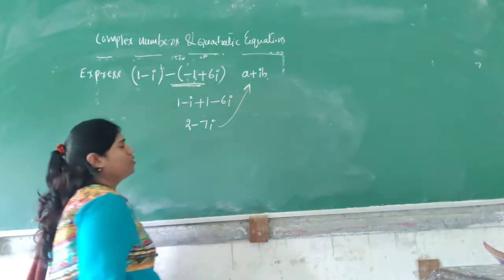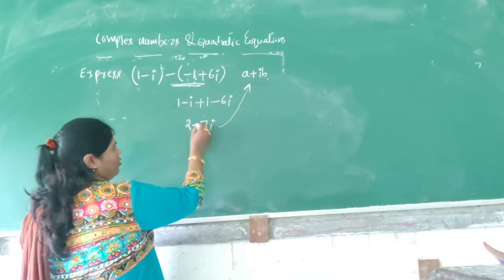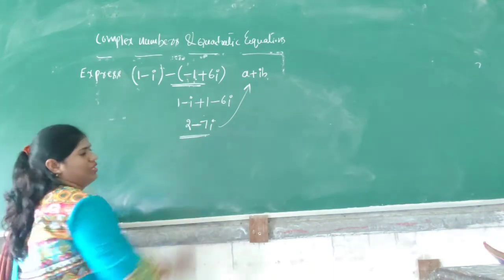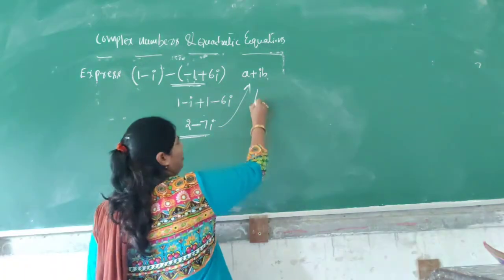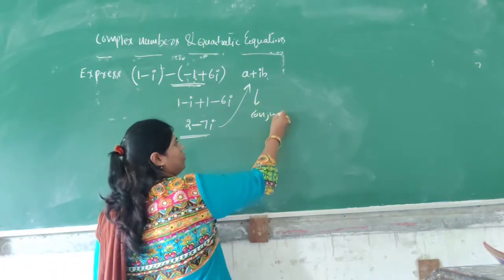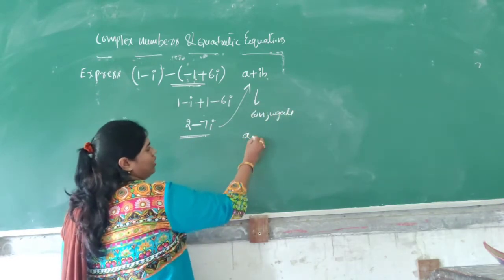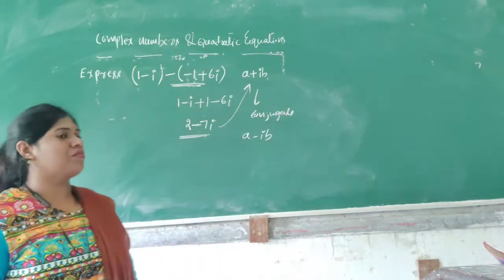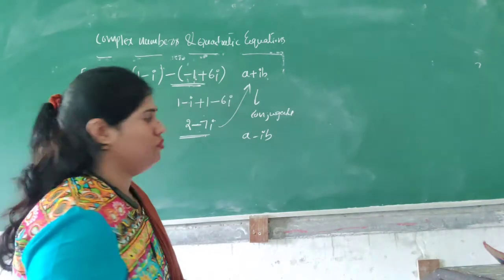This one is nothing but a complex number, no? It is in the a + ib form. The conjugate of a complex number a + ib is a - ib. So this is also a complex number. So this is the answer, okay? Next one.